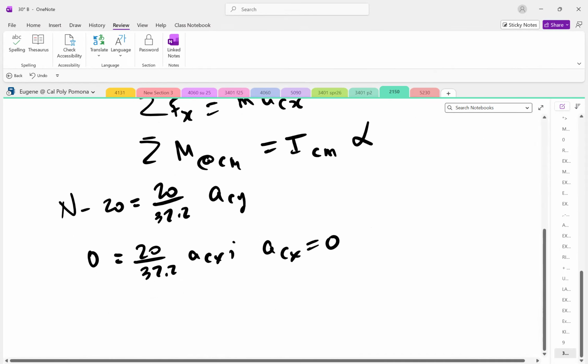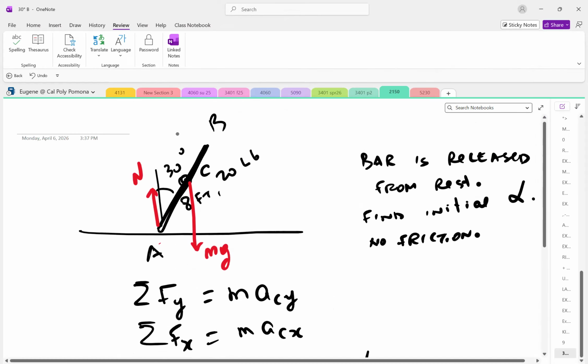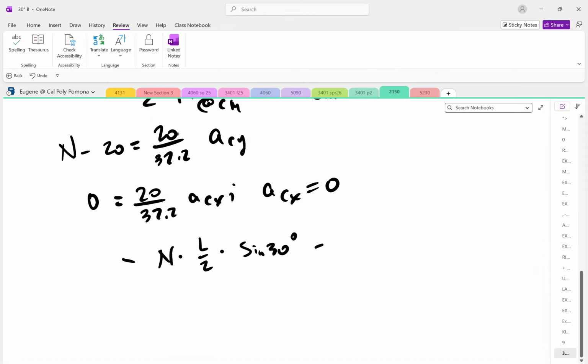Moment about center of mass is going to be minus N times L over 2 times the horizontal distance, sine of 30 degrees, equals the mass moment of inertia, that's going to be m L squared. Sorry, it's W over g, L squared over 12, times alpha.